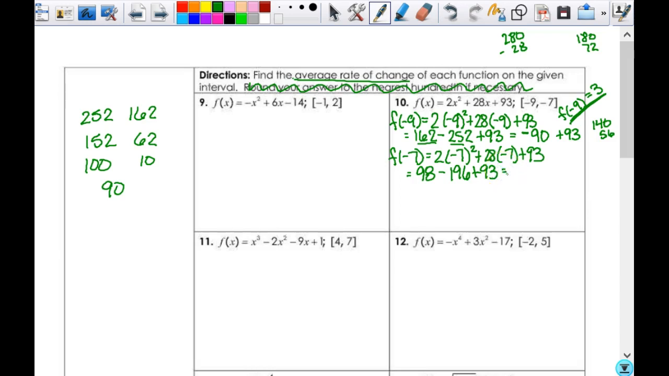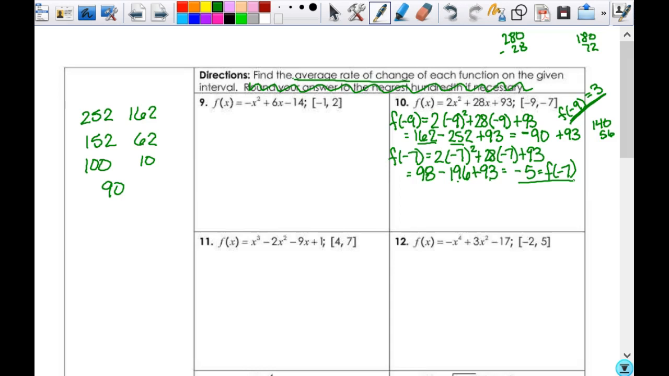All right, so negative 196 and 93. I'm going to combine these two first. What does that leave me with? Negative 103, and then a negative 103 and a positive 98 is going to be a negative 5. You don't always have to go left to right. You look at it and decide which ones are easier to combine first.